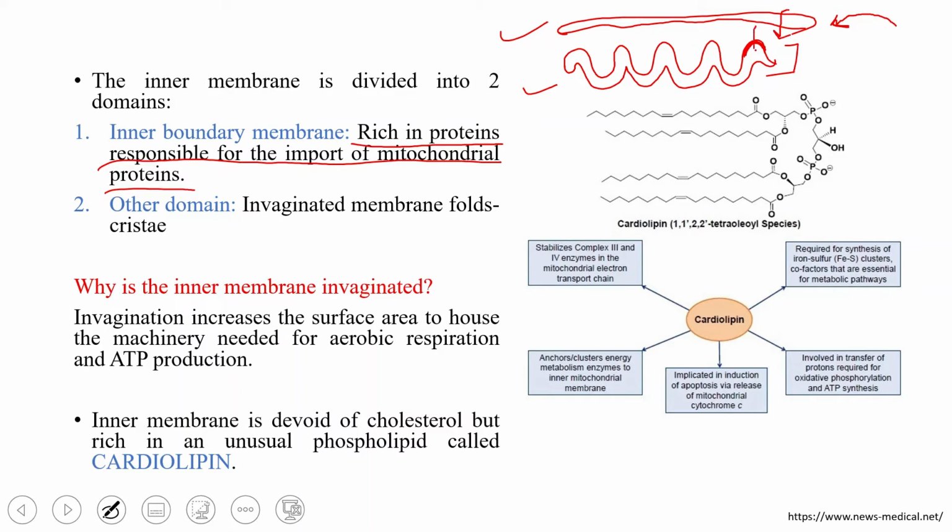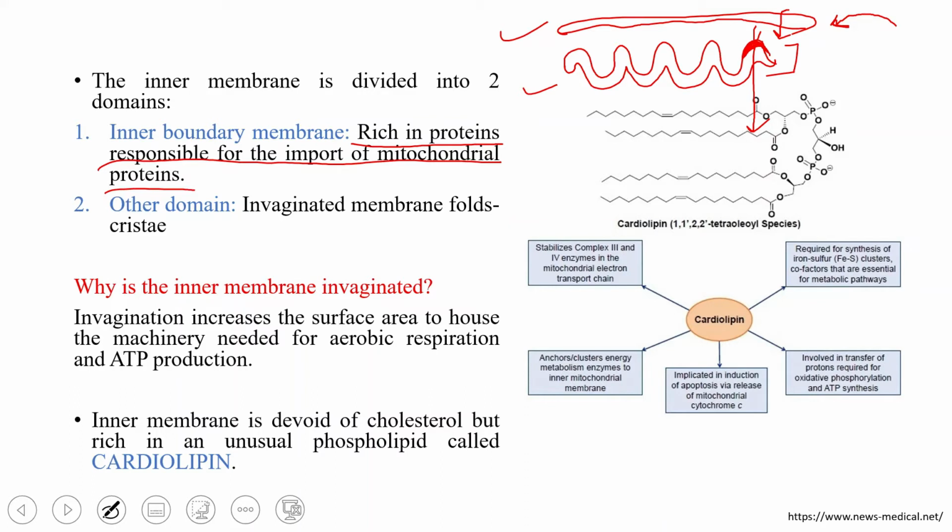Now, from this part of the inner membrane, these proteins have to enter the matrix. How are they going to enter? There are certain proteins on the inner boundary membrane which lead to the translocation of these proteins directly into the matrix. I hope you are understanding. If you are not understanding, we are going to discuss this in detail in a few more slides.